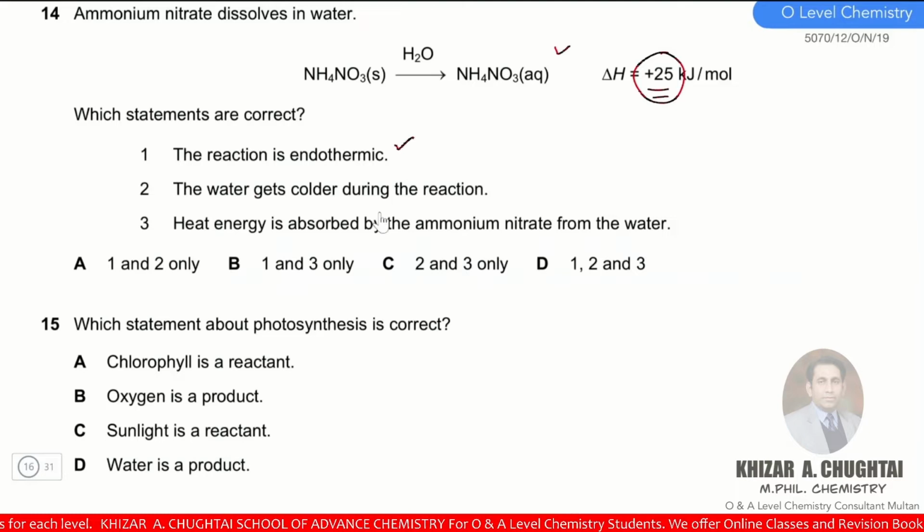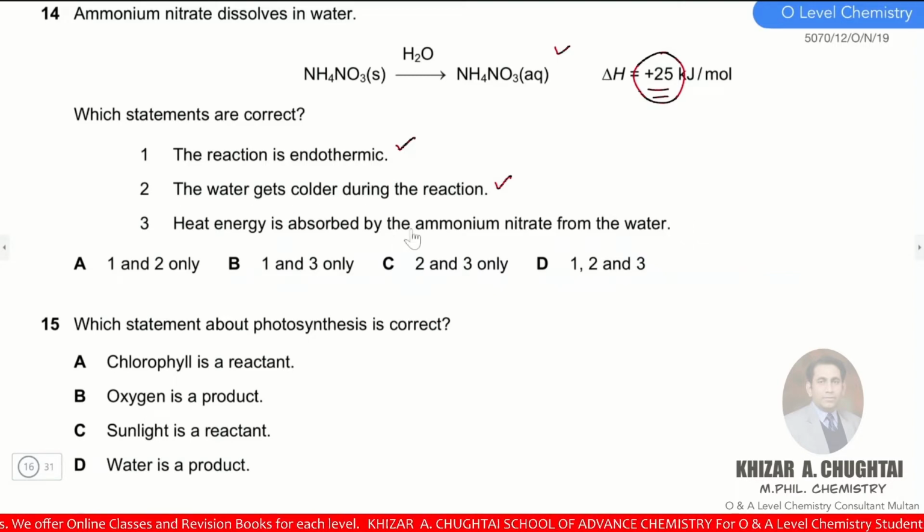And the water gets colder during the reaction. Water gets colder. Yes, it is true, because in the case of an endothermic reaction, heat is going to be absorbed from the surroundings and you will feel the system as the colder one. And heat energy is absorbed by ammonium nitrate from water. Yes, it is true.